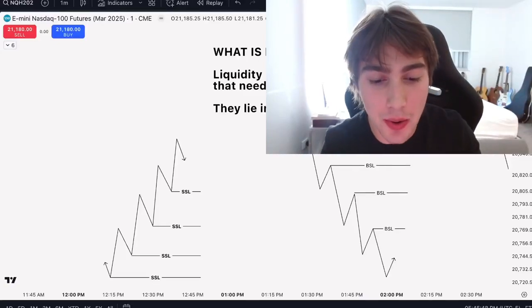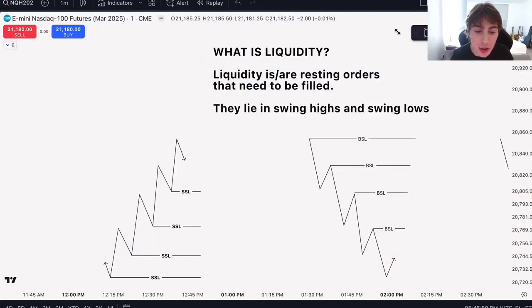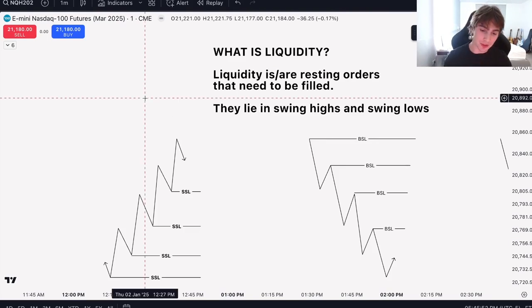This lesson is going to be on liquidity. And so, what is liquidity? Well, if you're watching this, you're probably relatively new, you're probably a beginner. And so I like to always just explain things in the way that they make most sense to me and other people, and that are easy to really understand. And so to me, liquidity is our resting orders that need to be filled, right? And so they lie in swing highs and swing lows.